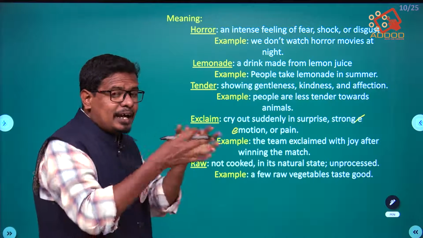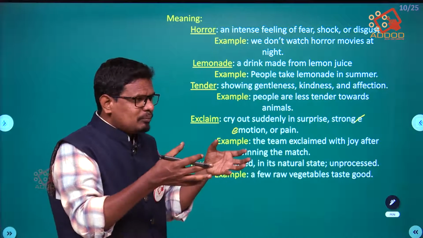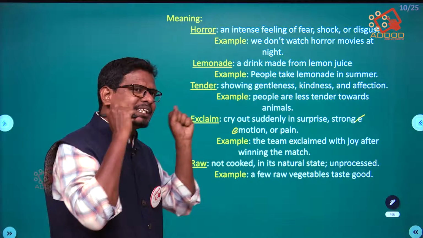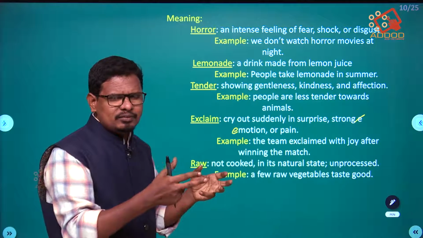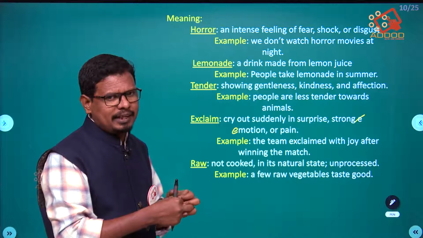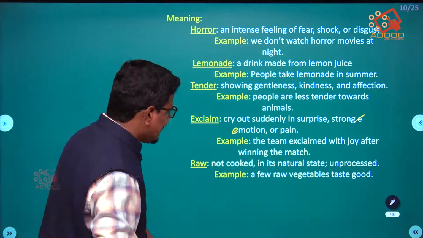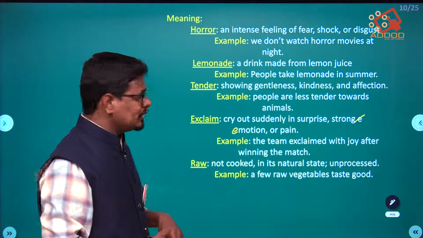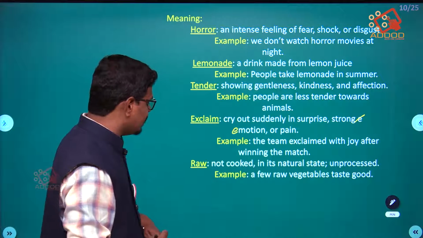Okay. So exclaim. When something happens, if somebody wins the match, our friend or our team wins the match, we exclaim with joy. When somebody feels sad, we exclaim with sadness. Example: The team exclaimed with joy after winning the match.